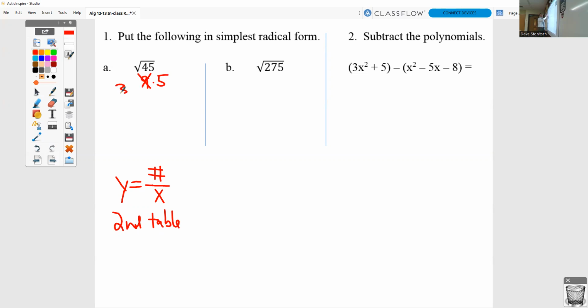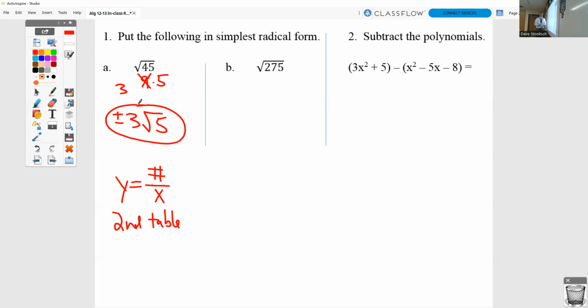Cross out the 9, bring out the 3. So you have 3 radical 5. 3 radical 5 is not your answer though. Remember that whenever you take a square root, you always have to have a plus or minus. If you forget the plus and minus, your answer is wrong.